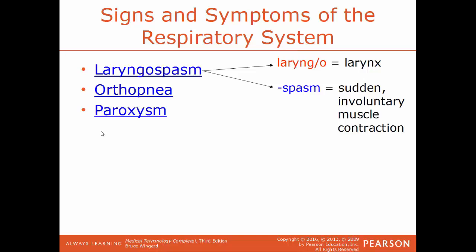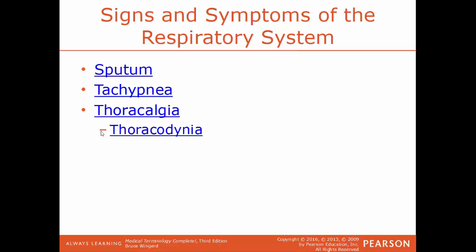And our last term, paroxysm. This is having a very sudden, very violent outburst of an activity, such as having a convulsion or a coughing fit for no explained reason. Sputum. This is a mixture of mucus and saliva that gets coughed up from the respiratory tract. Tachypnea, abnormally fast rate of breathing. Thoracalgia. This is having pain in the chest. Another word for this would be thoracodynia. So those are synonyms for each other. They both reference having pain in the chest.